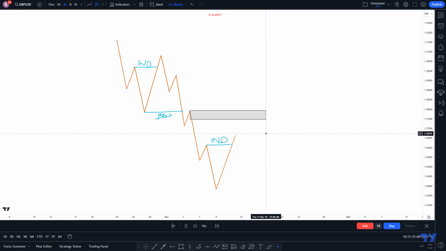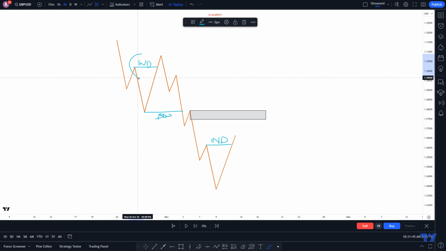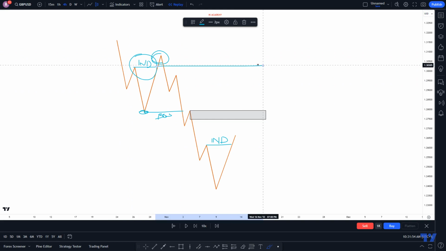Now, where is the extreme? Our extreme POI can be found at the high or at the low of the structure that took out our previous inducement and then led to a break of structure. So we can clearly see that price took out this previous inducement here, and this is the high that took it out, and then price led to this break of structure. So this structure here is what we classify as our extreme POI.